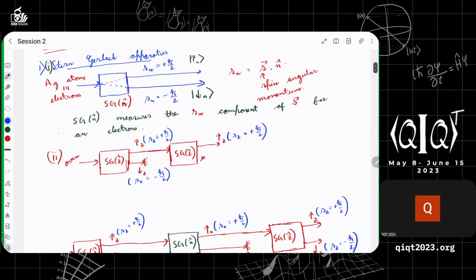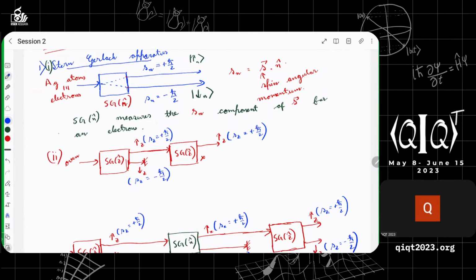So what we concluded from this experiment is that since we got only two spots on the screen, the spin angular momentum is a quantized quantity, and that a Stern-Gerlach apparatus oriented along some direction n-hat in real space measures the corresponding component of the spin angular momentum of the electrons.